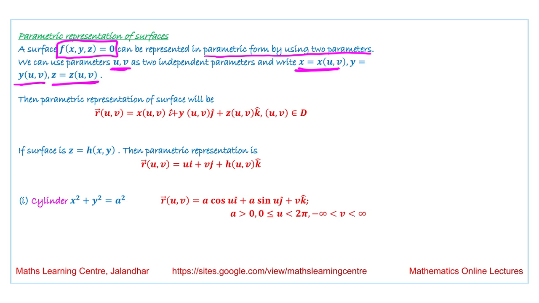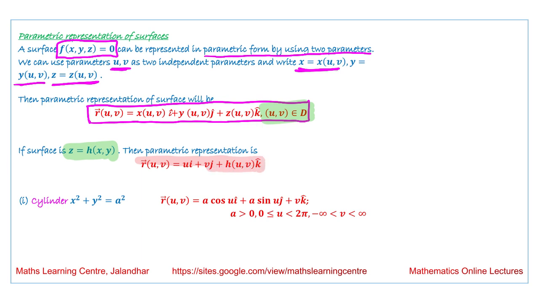So any surface f of x, y, z equal to 0 can be written in the form r of u comma v equal to x of u comma v i cap plus y of u comma v j cap plus z of u comma v k cap, where u and v belong to the domain D. If a surface is z is equal to h of x, y, then its parametric representation is given by r of u, v equal to u i cap plus v j cap plus h of u, v times k cap.